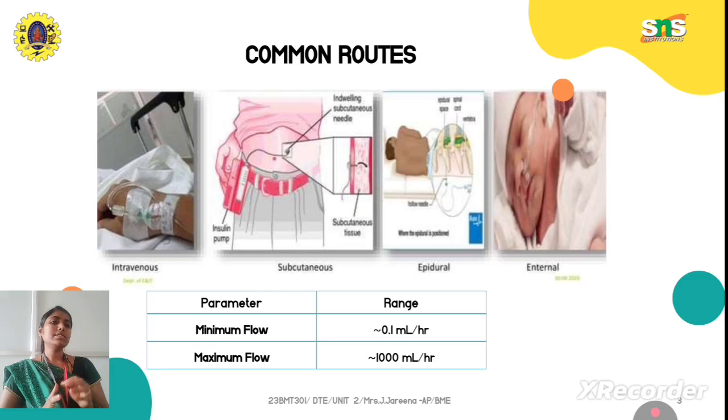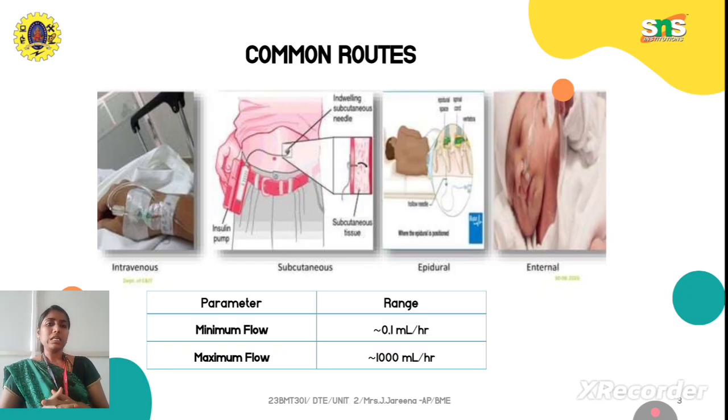And the last one is enteral. Enteral is through the nasal cavity, where we deliver the fluids, drugs or medications. That is the fourth route. So these are the major four routes through which drugs are delivered to the patient in order to have proper patient management or post-care of treatment or surgery.